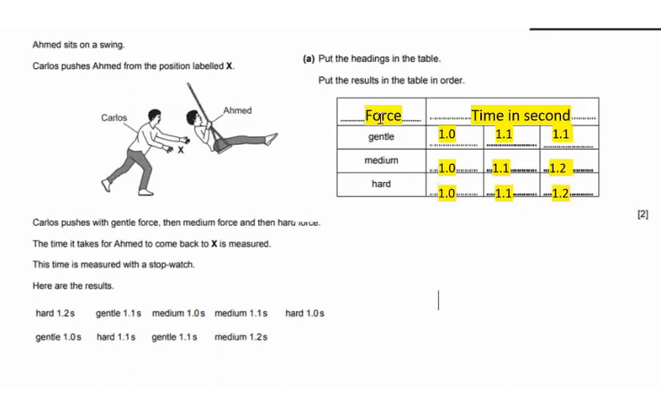Well, here are the answers. The title for the heading is Force. It consists of three rows: gentle, medium, and hard, and the title for this is time in seconds. If we arrange the data in the table, hard will be 1.2, 1.1, and 1.0. The medium will have 1.0, 1.1, and 1.2. The gentle one is 1.0, 1.1, and 1.1. So this is all the answer.